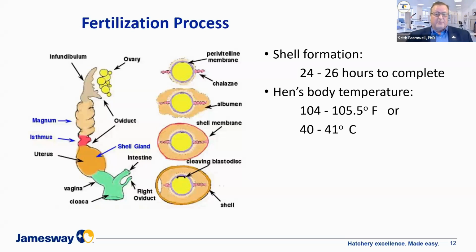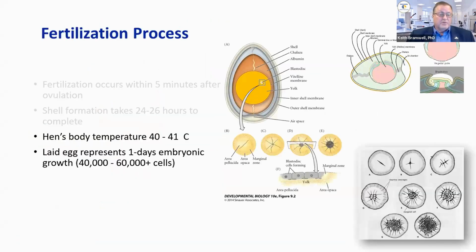The body temperature of the hen is 104 to 105.5, or 40 to 41 Celsius. And of course, that temperature is warm enough that we get embryo development. So when that hen lays the egg, we may have anywhere from 40 to 60,000 cells in a freshly laid egg. And that's before we even start the incubation. I'm not going to talk about egg storage here, but it helps us remember that this egg is already fertilized, and the embryo has already started growing at the time that it's laid. So it's not like a fertile egg that we're going to put in a machine to start embryo development. It's fertilized and the embryo has already started.